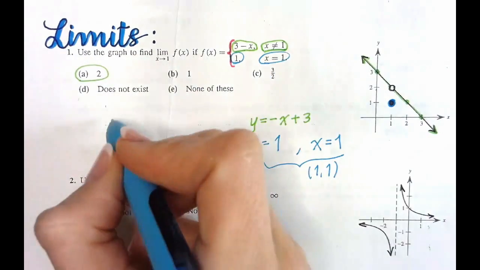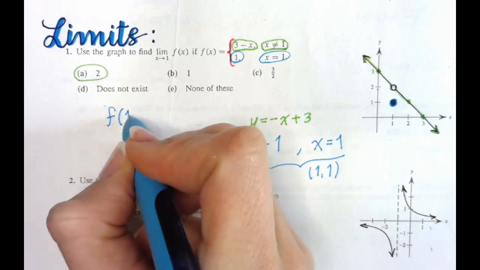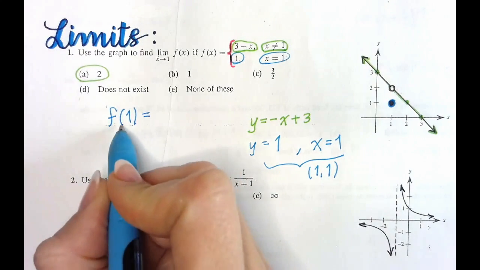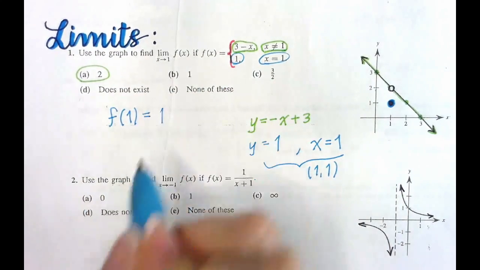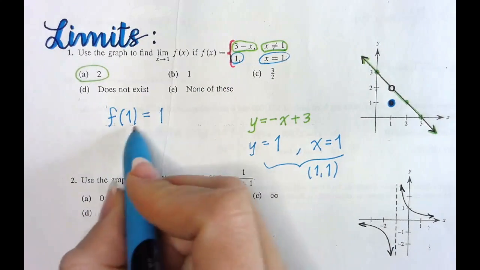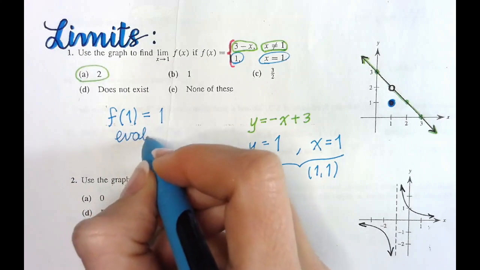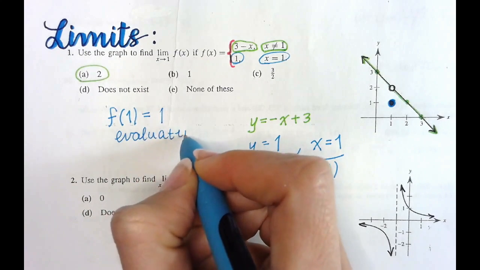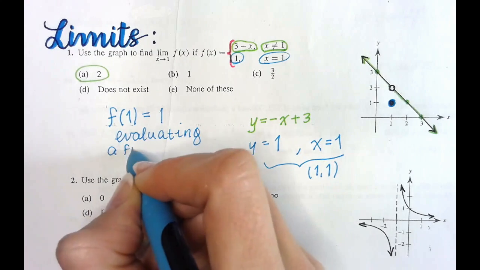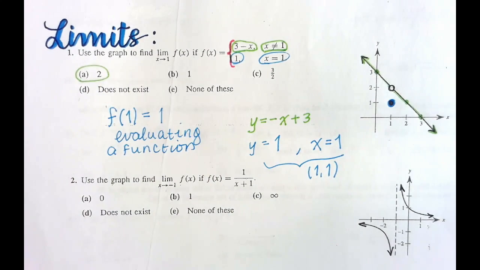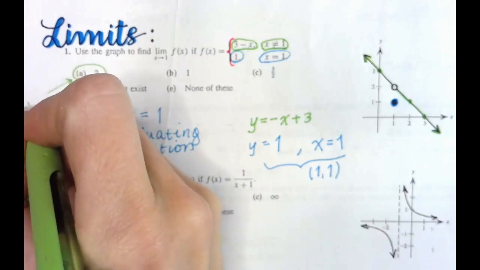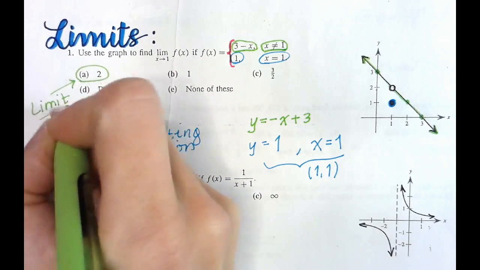So this would be different if we asked, what is f of 1? What is the value of the function at the x value of 1? Well, in that case, when x equals 1, what does y equal? 1. That's different. That's evaluating a function, whereas what we were doing was taking a limit, or evaluating a limit. It is not the same thing.